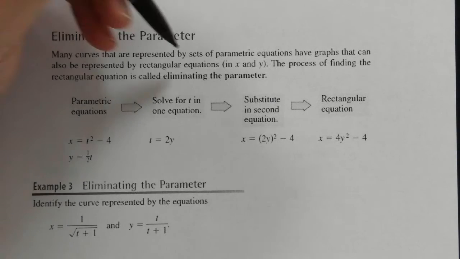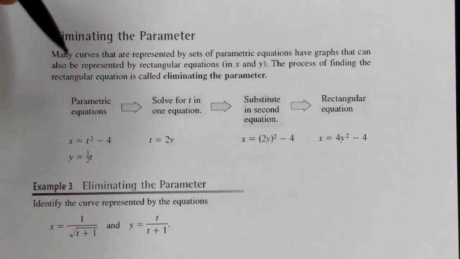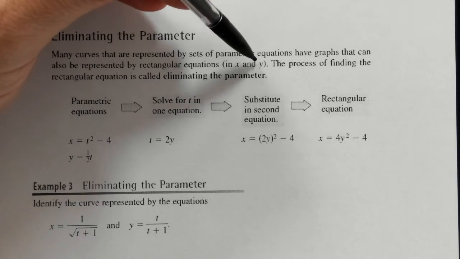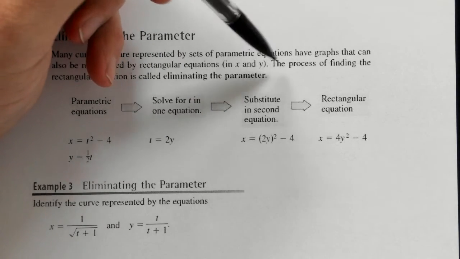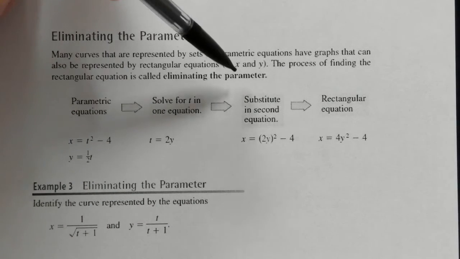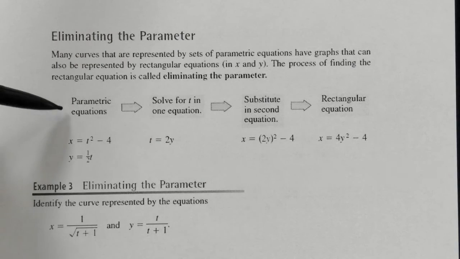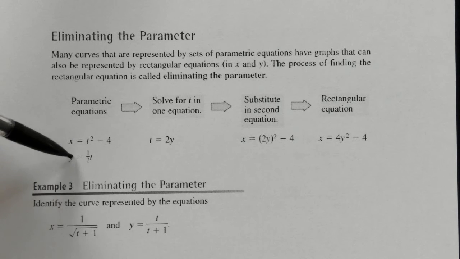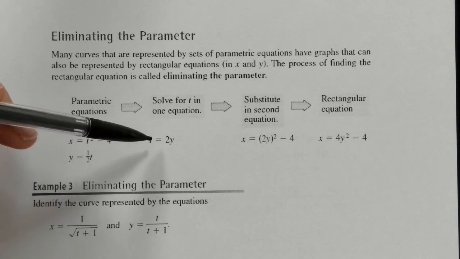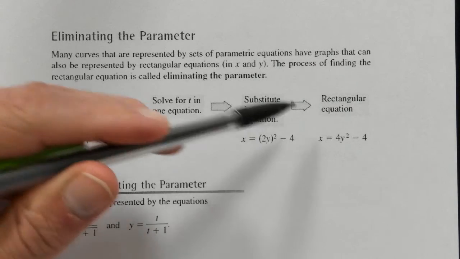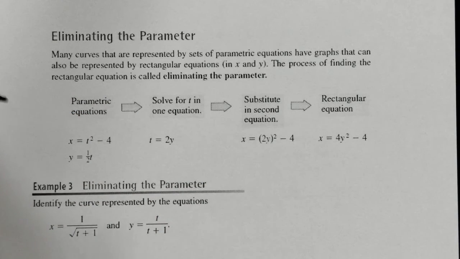Okay, so many curves that are represented by parametric equations have graphs that can also be represented by rectangular equations, right? So in terms of x and y. So instead of the third variable, you only have 2 like we normally deal with. The process of finding the rectangular equation is called eliminating the parameter. So what are the steps? You start with the parametric equations, solve for t in one of the equations. So this one's solved for t in the y equation. Substitute that back into the second equation and then simplify down, and you've got the rectangular equation that matches that set of parametric equations.